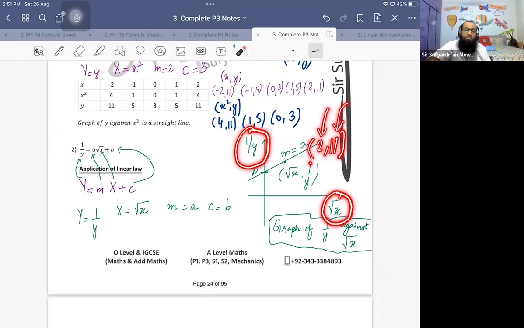The coordinates that are given will not always be x comma y. Rather, it will depend upon what the axes are, what the horizontal and vertical axes are.